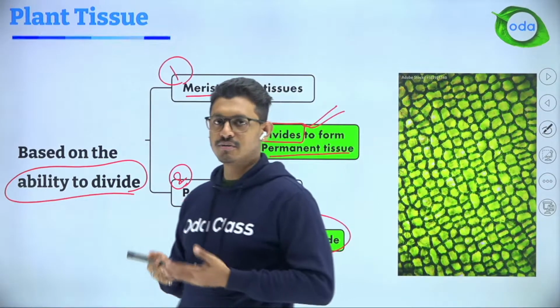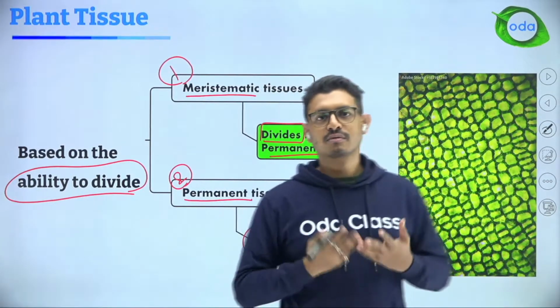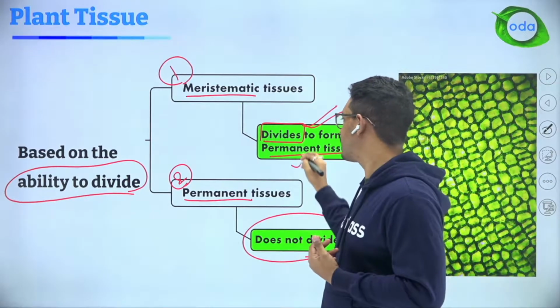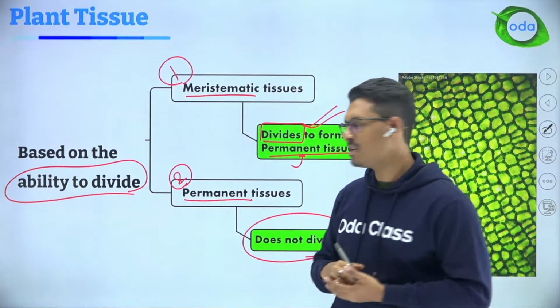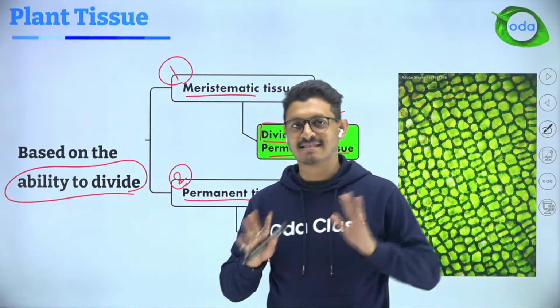In case of plant tissue, there are majorly two types of plant tissue. One is called meristematic tissue, which can divide and produce permanent tissue in the future, whereas another one is called permanent tissue, which does not divide. It stays as it is.